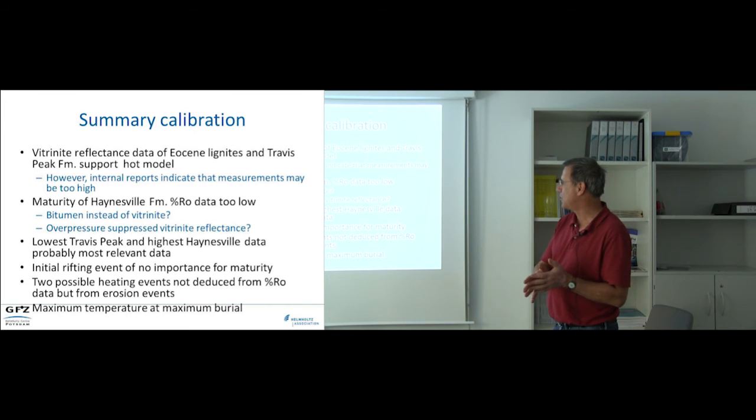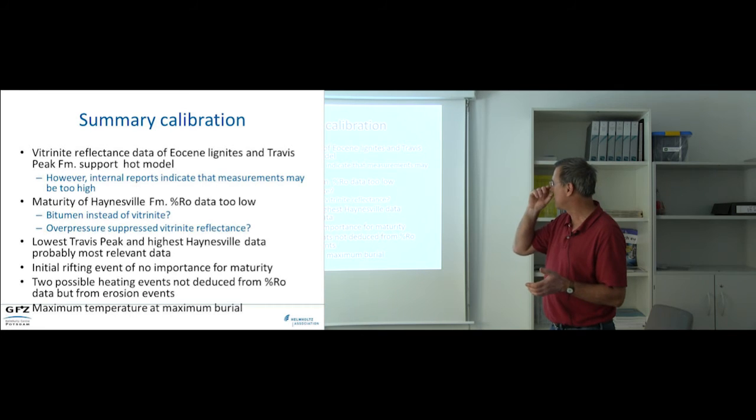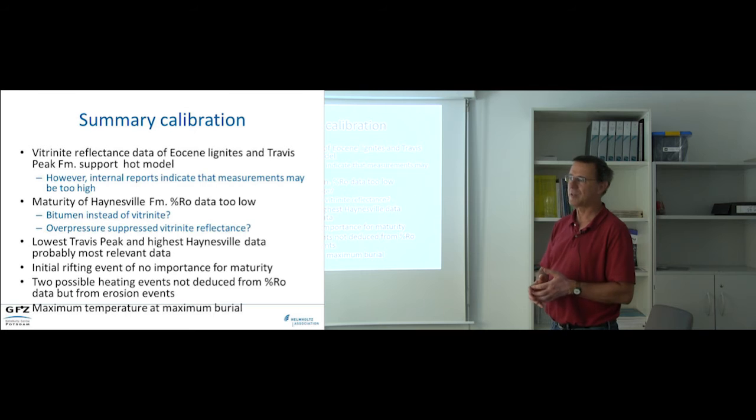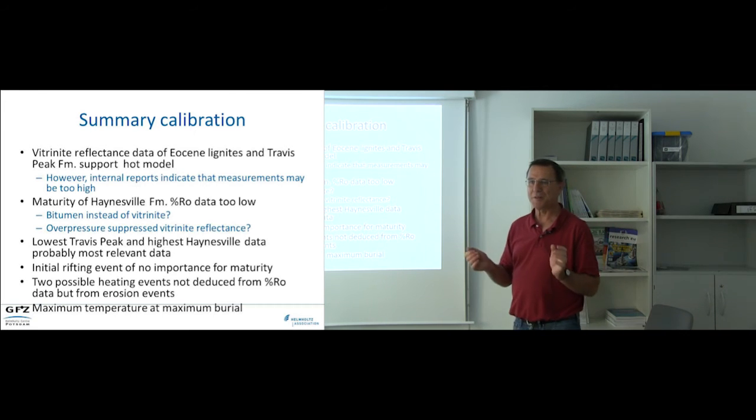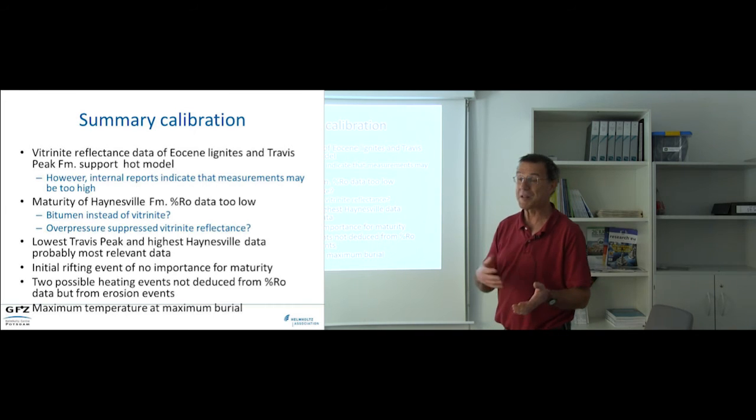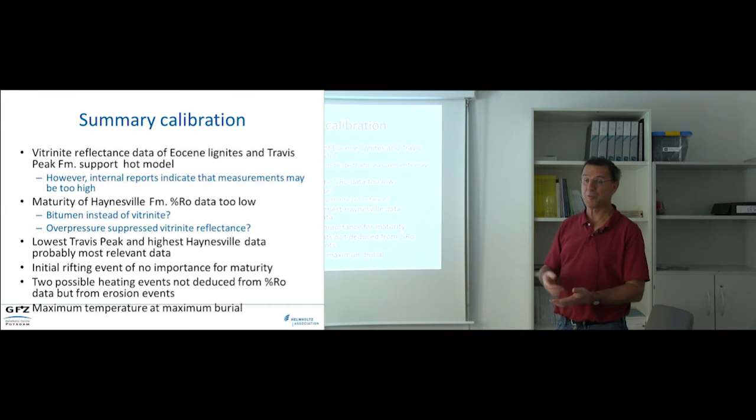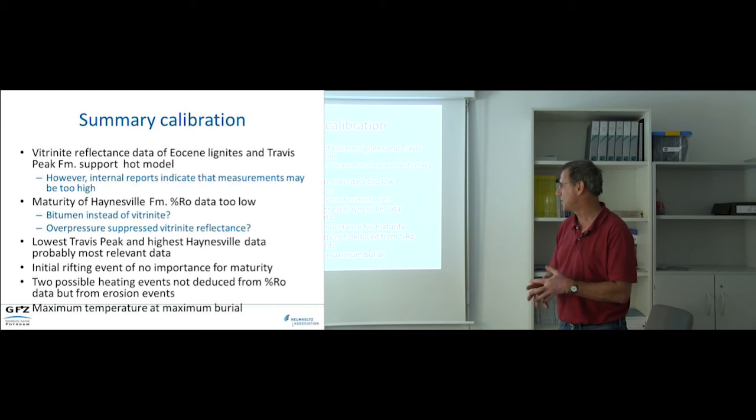If we take the lowest Travis Peak vitrinite reflectance data and the highest Haynesville data, we probably pick the most relevant data, together with the Eocene lignite data, and then we can come up with a more or less reasonable calibration of our model. The initial rifting event is nice, but it has no effect on our model because at that time the sediments were very near to the surface and no influence is visible.